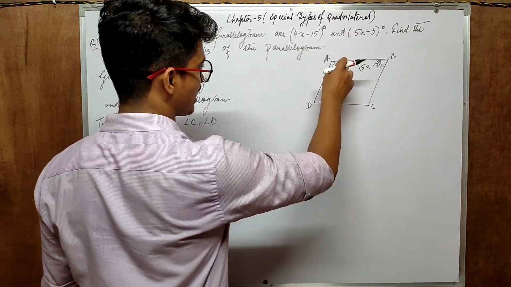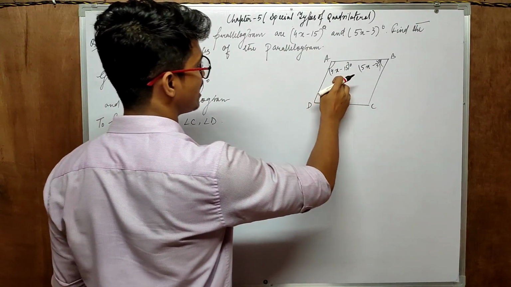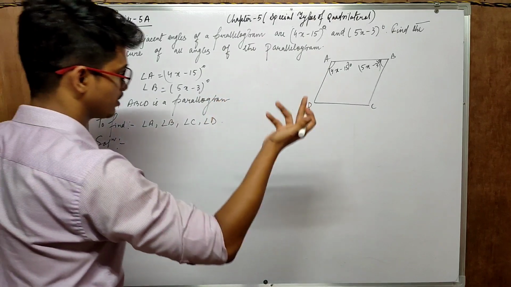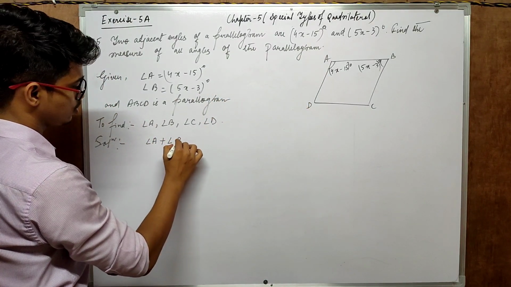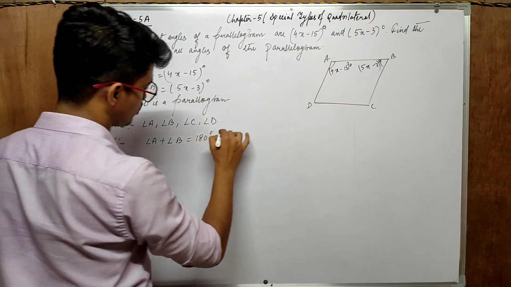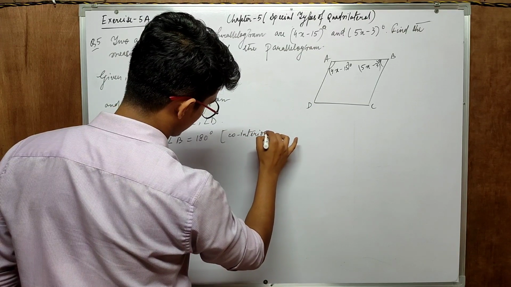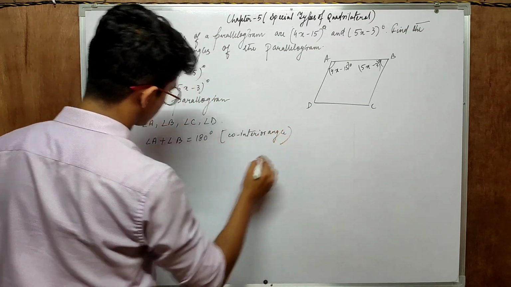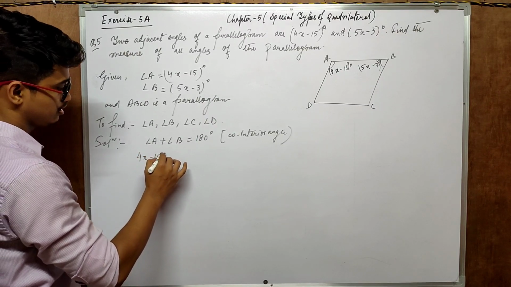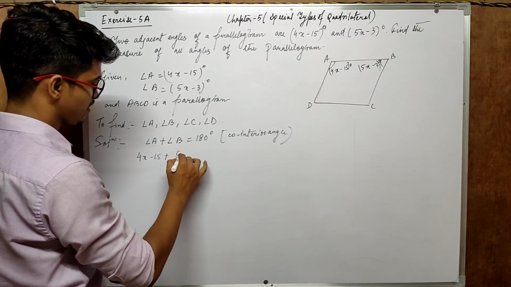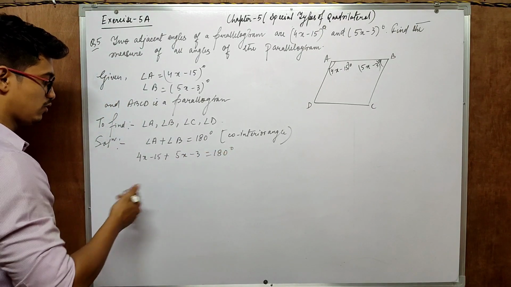Same process, angle A plus angle B, or angle D, you can see angle A plus angle B also, no problem. Angle A plus angle B equal to 180 degrees. That is the co-interior angle property, I've told you about this property. So now let's put in 4x minus 15 plus 5x minus 3 equal to 180 degrees. Now we are able to find the value of x.